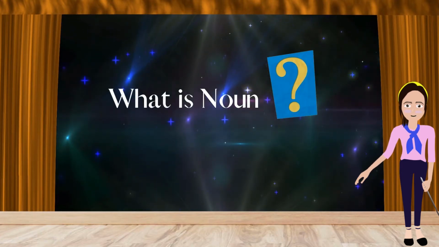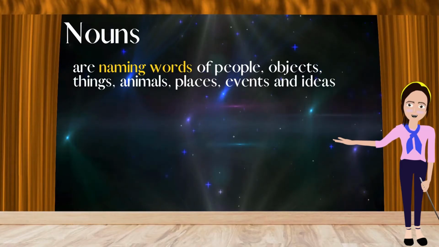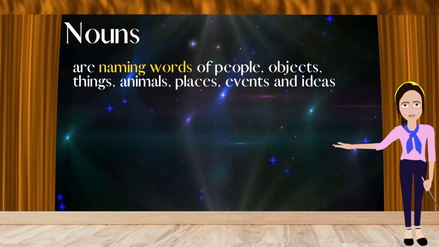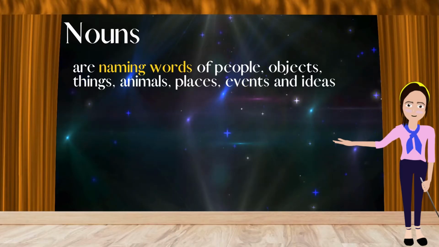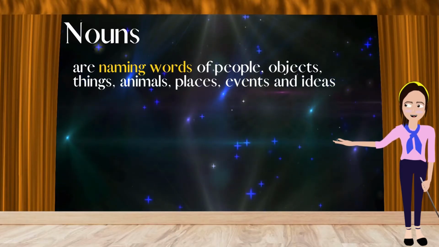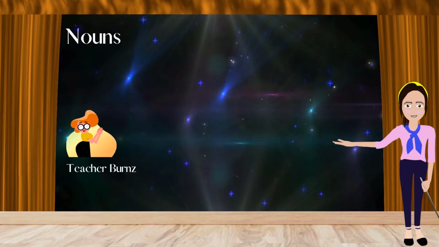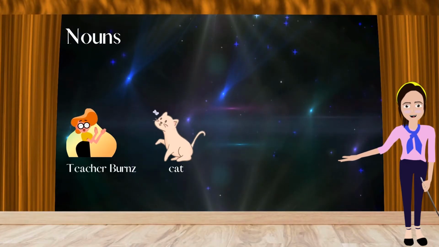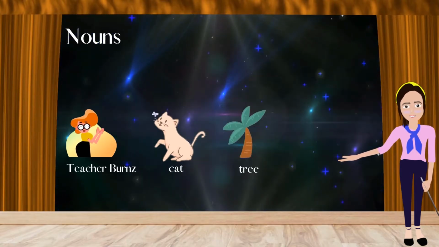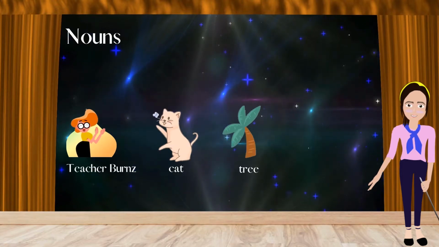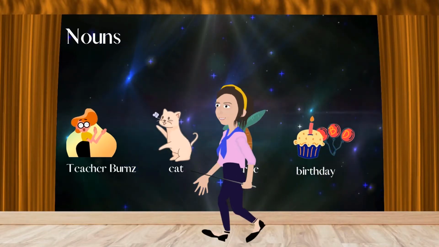What is a noun? Do you know what a noun is, class? Very good! Nouns are naming words of people, objects, things, animals, places, events, and ideas. Some examples of nouns are teacher Burnz, cat, tree, and birthday.